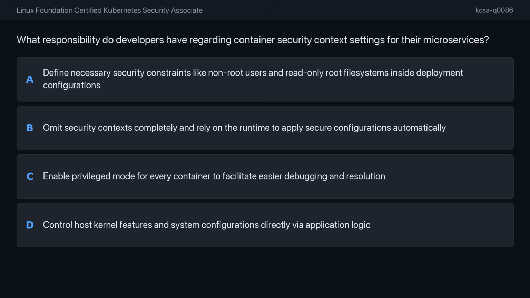Option B, omit security context completely and rely on the runtime to apply secure configurations automatically. Option C, enable privileged mode for every container to facilitate easier debugging and resolution. Option D, control host kernel features and system configurations directly via application logic.